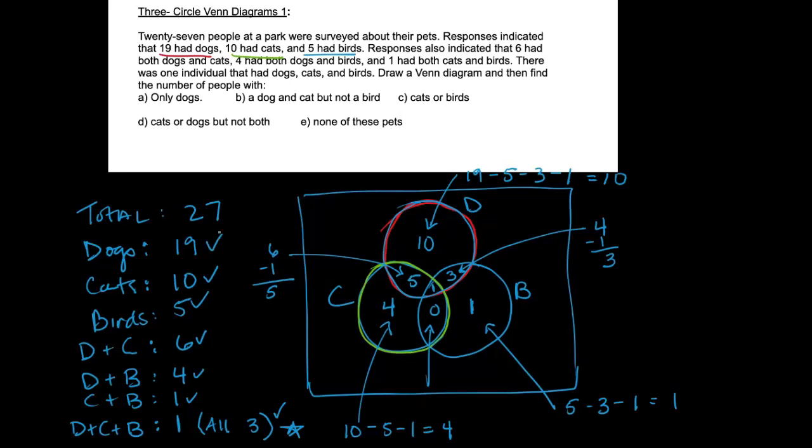So now the only other part that we haven't labeled is the outside. So what goes in the outside? Well, we use the total. There are 27 people total surveyed, and we're going to have to subtract all of the numbers in the picture, or you can add them all up.